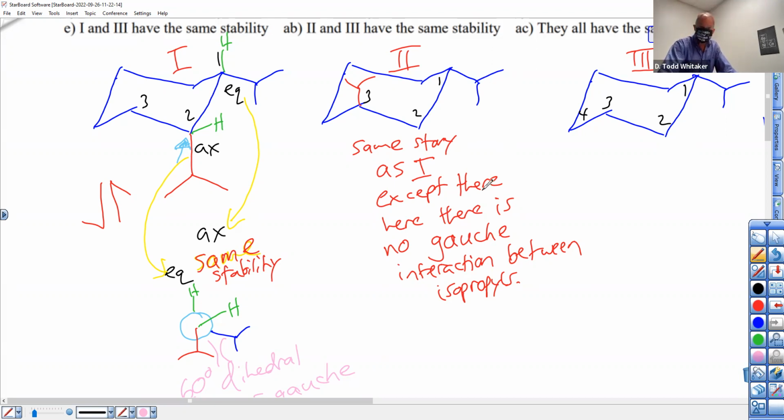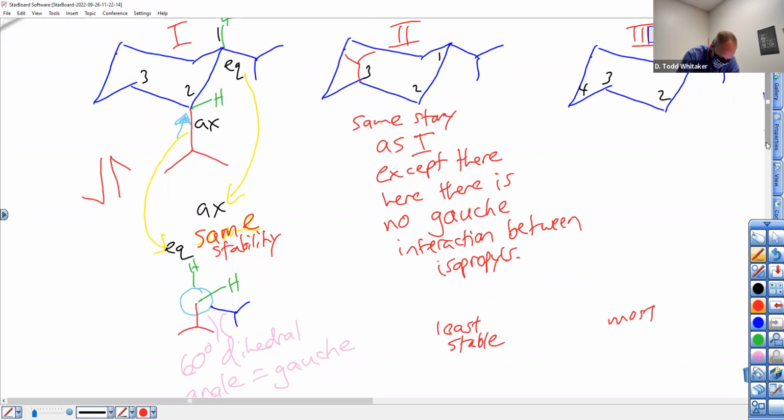Okay, so if I had to choose between 2 and 1, they both are one axial, one equatorial. That part is exactly the same, but I'm liking 2 a little better than 1 because the groups are never close to each other. They're not on adjacent carbons. So 2 is a little more stable than 1. So most, least stable. So far, I'm liking 2 better than 1.